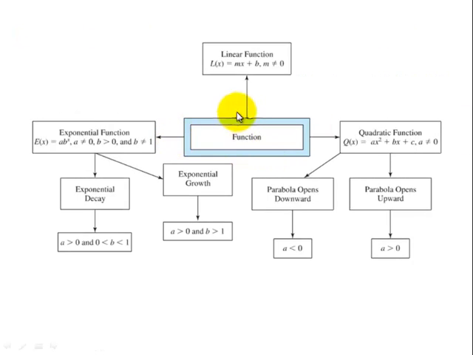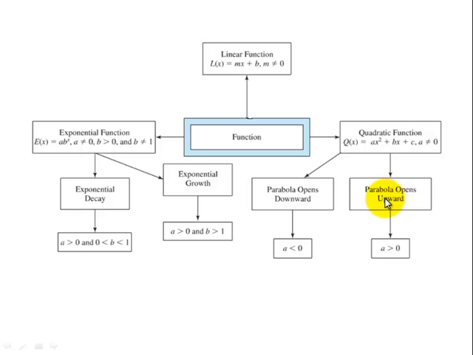Let's summarize. We talked about a function where you put an input and it has one and only one output. We looked at linear functions, and that can be written as y equals mx plus b, or in function notation as L of x equals mx plus b. M is your slope, b is your y-intercept. Next, we looked at quadratic functions, which can be written in the form q of x equals ax squared plus bx plus c. A cannot be equal to 0.